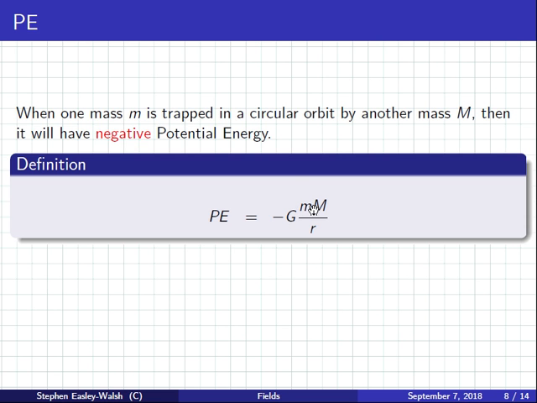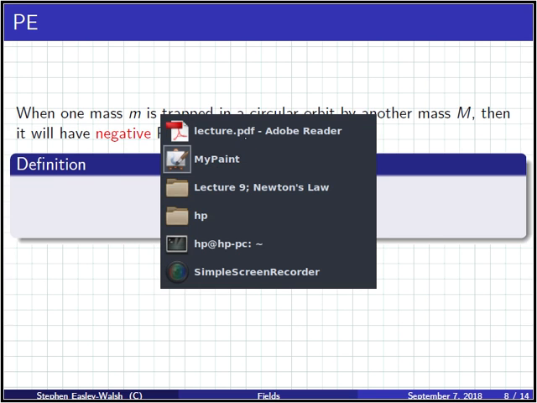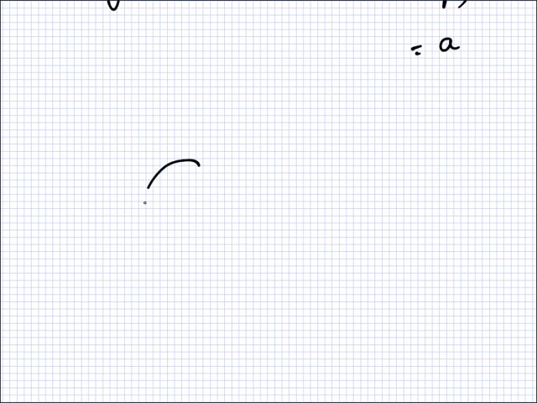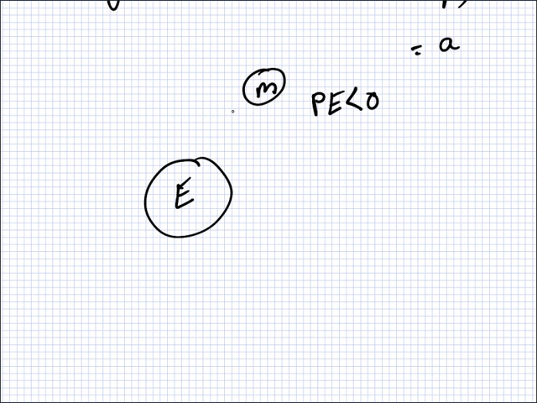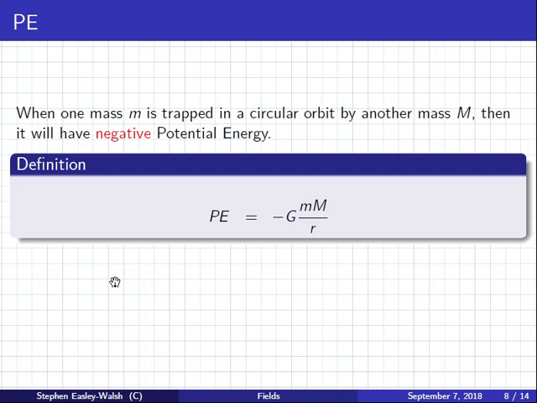Yeah, and instead of Q's, it's M's. Okay, so this is the formula for potential energy when you have, let's say, Earth and Moon. And the Moon has a negative potential energy because it's trapped. Okay, so you need this formula.